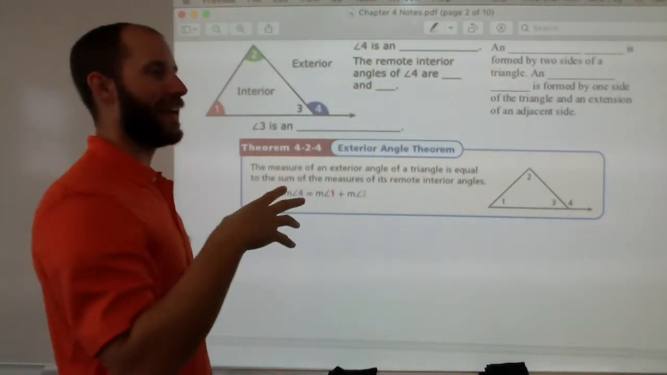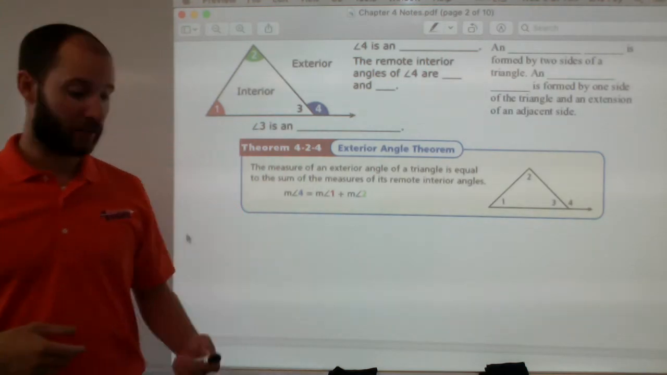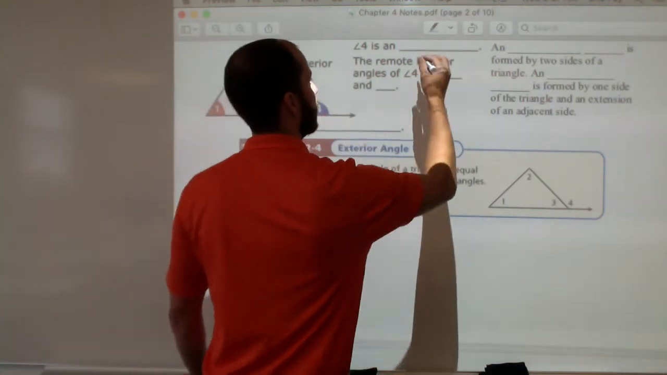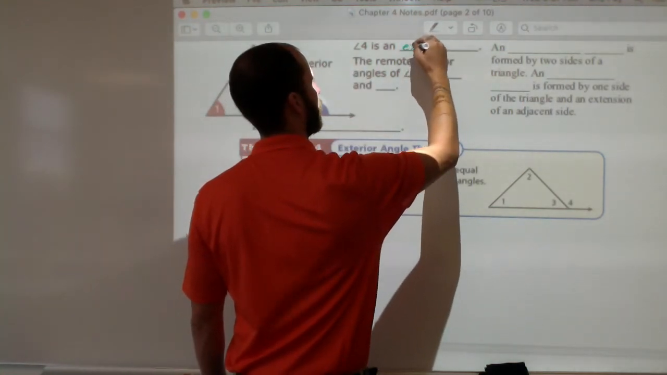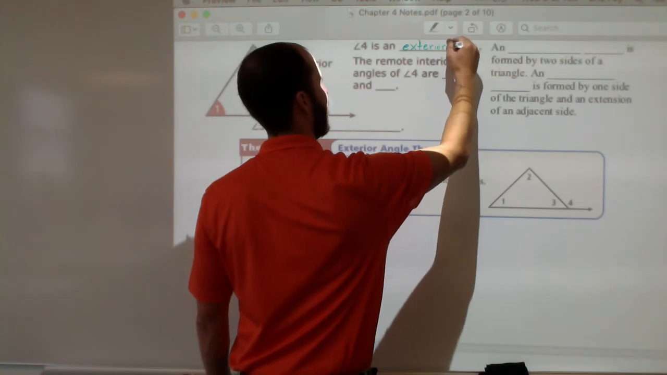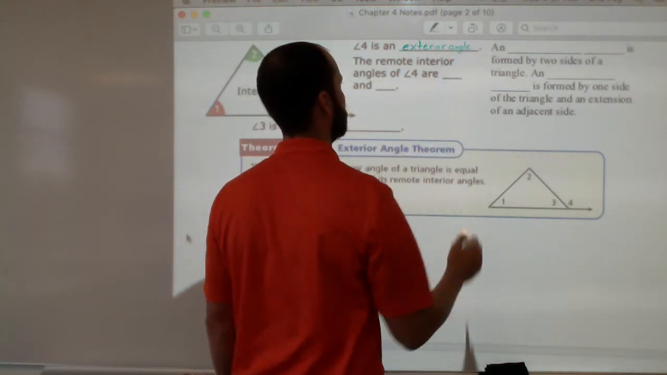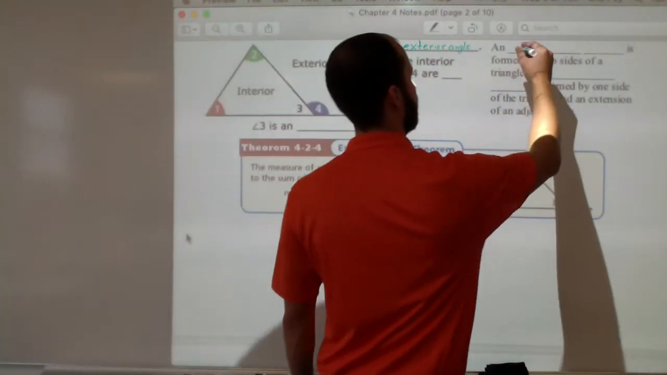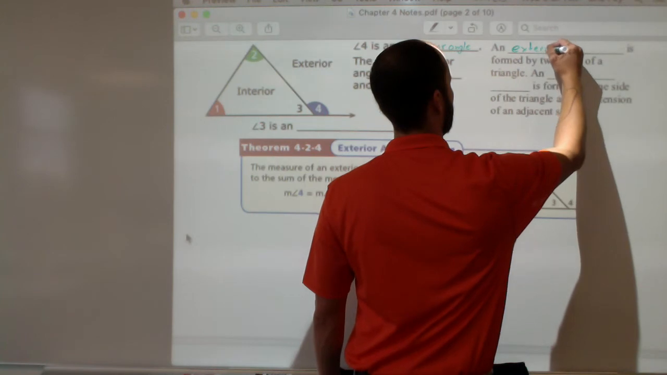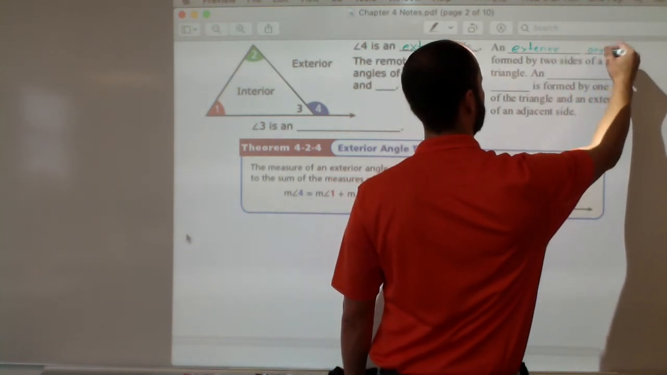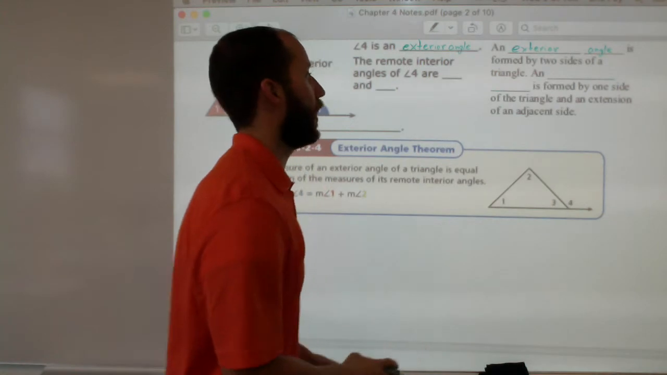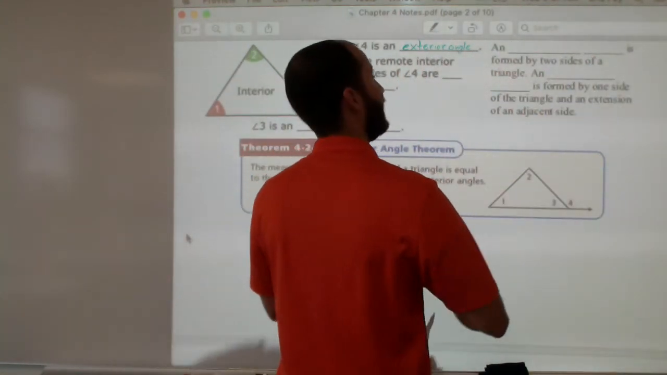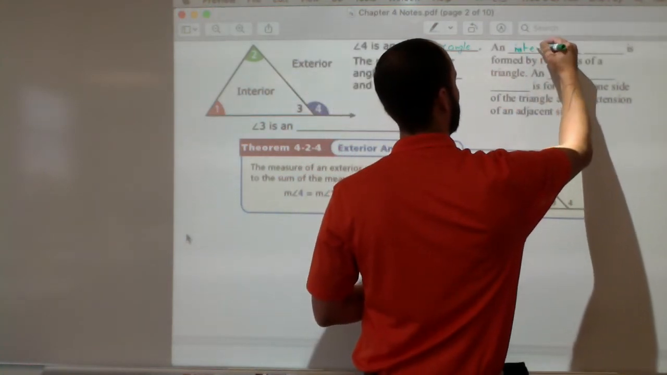So that's all about the angles inside a triangle. Now let's talk about some of the angles that are outside of a triangle. Angle 4 is what we call an exterior angle. So it is outside of the triangle. An exterior angle is formed, oops, I got that backwards. An interior angle, my mistake.